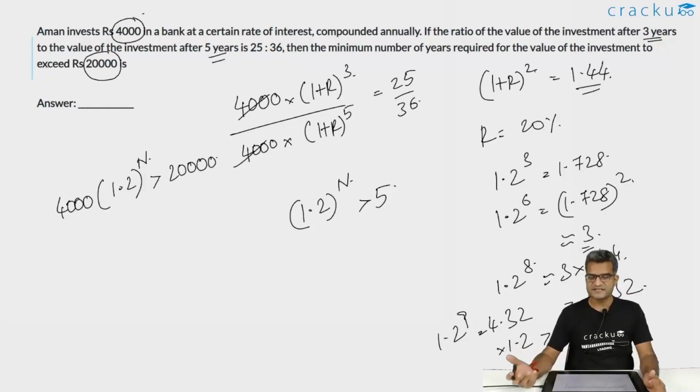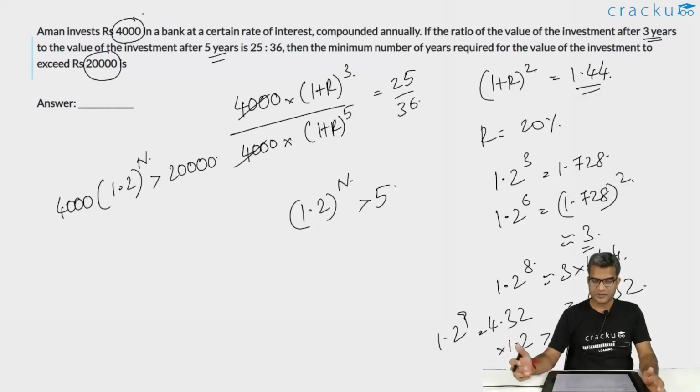How can I say that it is definitely greater than 5? That is because 4 into 1.2 is 4.8. Therefore, 4.32 into 1.2 will be definitely greater than 5, because 4 into 1.2 itself is 4.8, which is just 0.8 less than 5. This is an approximation I would use to answer this quickly.